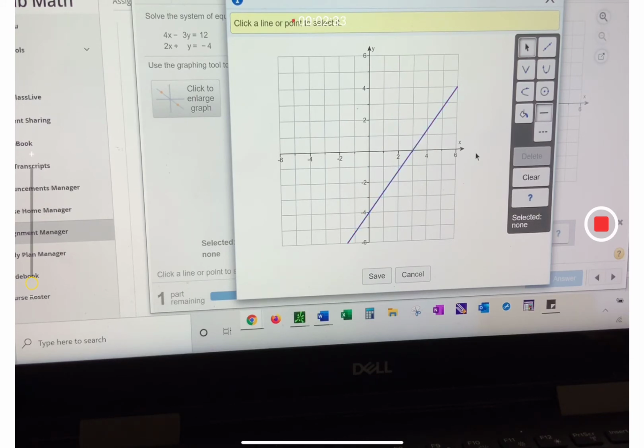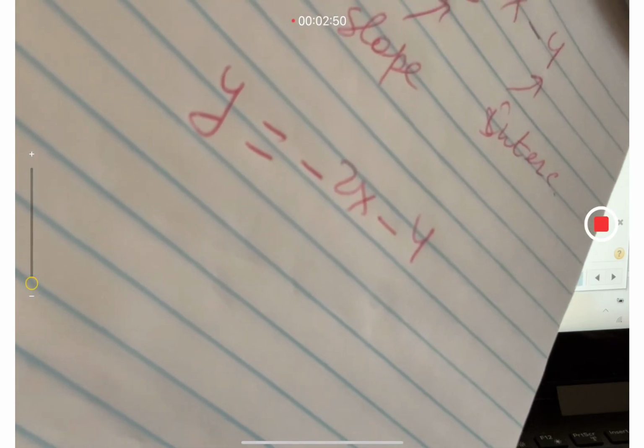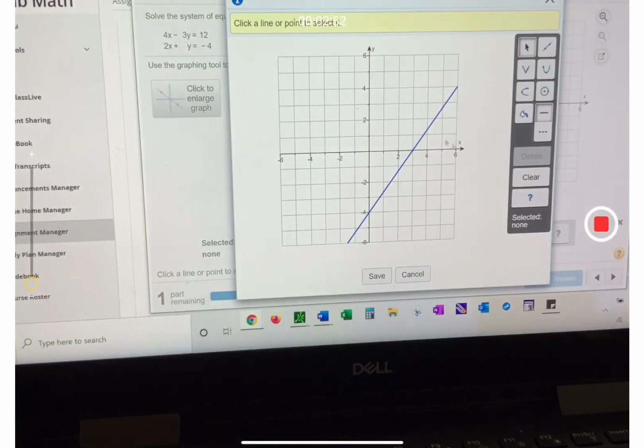For the second one, 2x plus y is equal to negative 4. We get y is equal to negative 2x minus 4. Here it is, I'm showing y is equal to negative 2x minus 4. And the original one is 2x plus y is equal to negative 4.